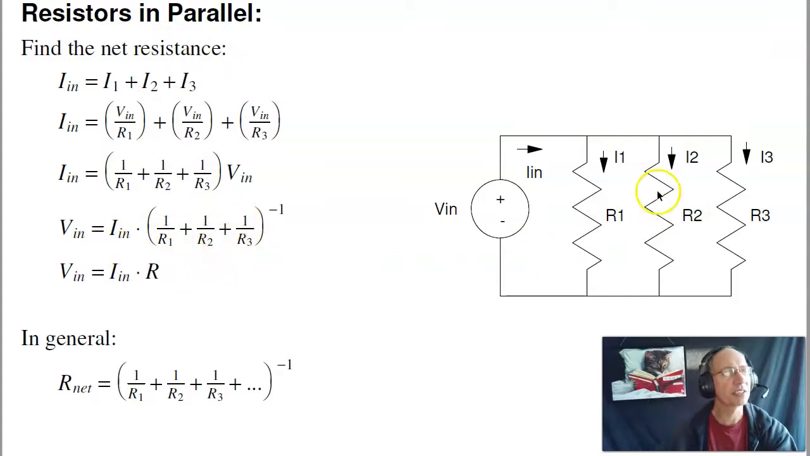That's the net resistance. Resistors in parallel add, but this is where it gets kind of odd. They add as the sum of the inverses inverted. So in parallel, it's 1 over R that adds. In series, it's the R that adds.